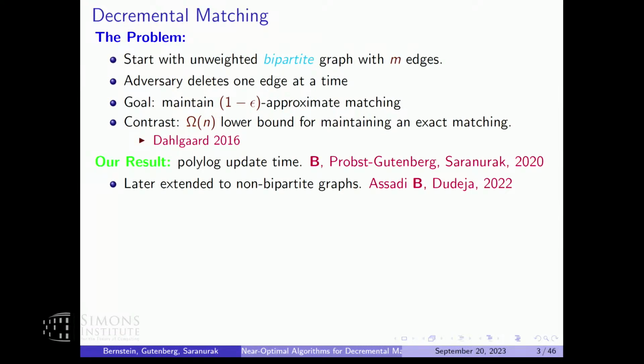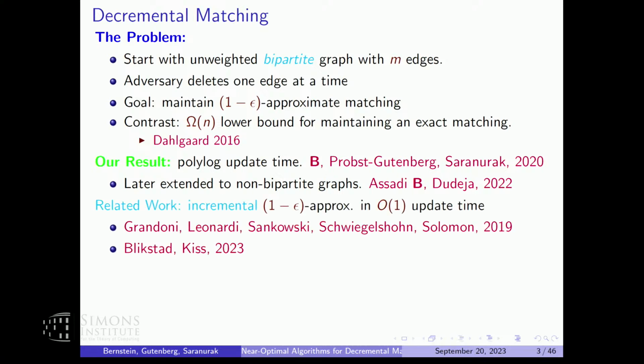What we show is how to do this very efficiently, in polylog update time. And we later extend this to non-bipartite graphs as well. I'm just going to very quickly talk about the background. I'm not going to talk about all of the background on matching. I think David and Sohail have already done a lot of that.